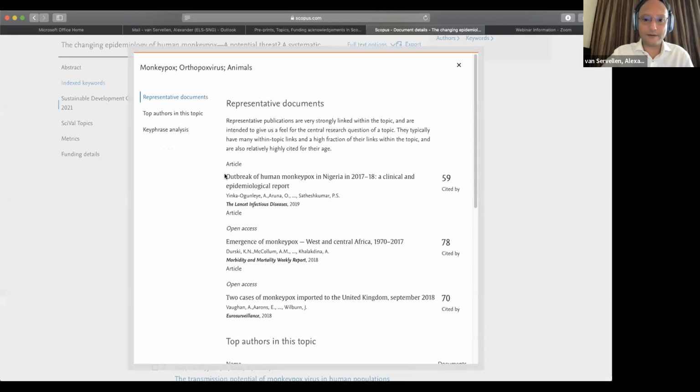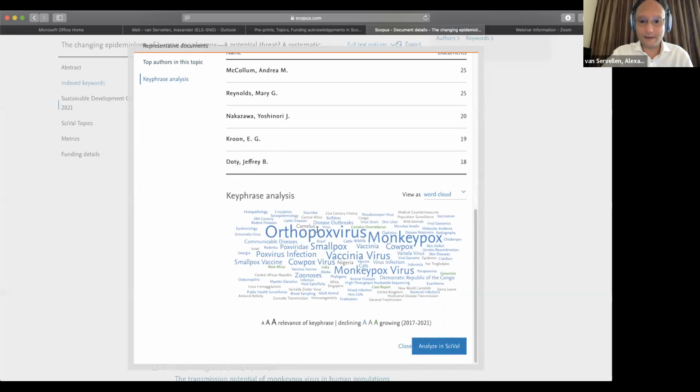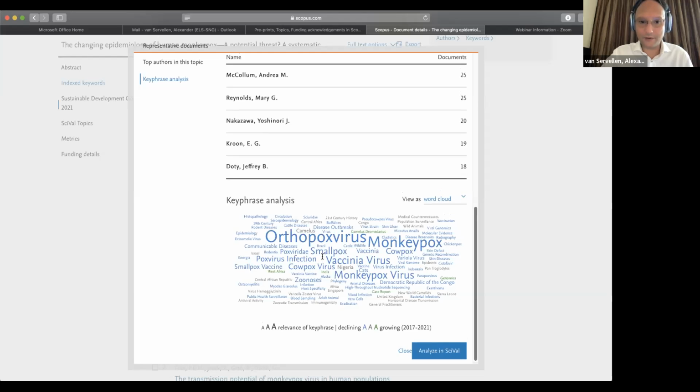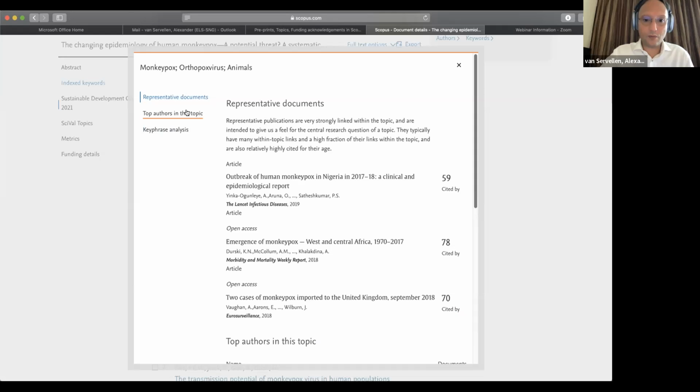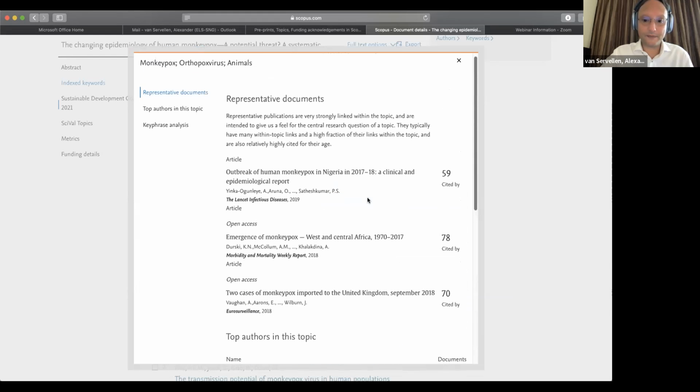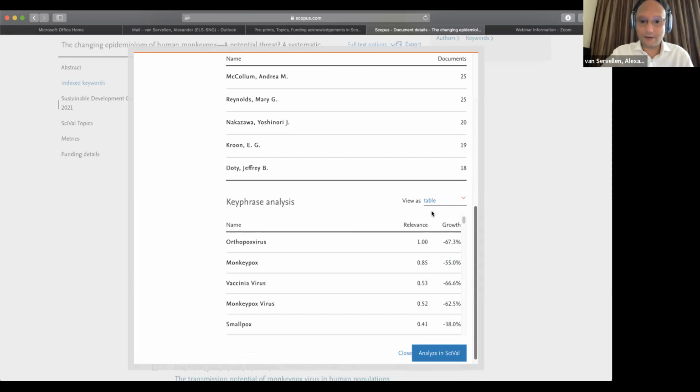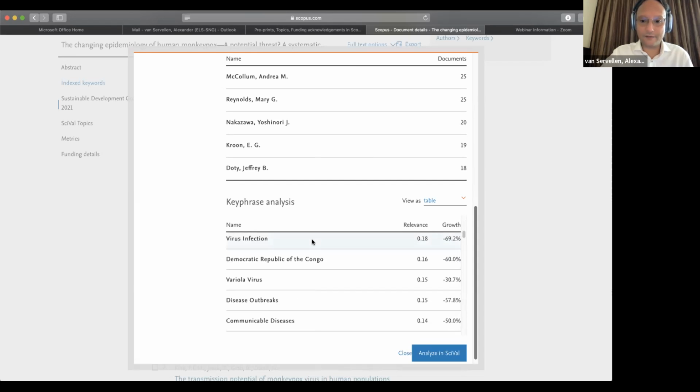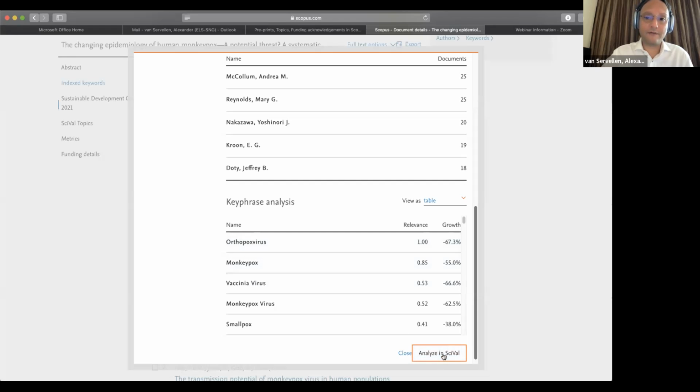So 100% would be the highest, 82 is top 25%, top 20% or so. And if I wanted to know more about this area, I can see some representative documents. We can see here keywords, and these are taken from the abstracts of the papers. So you can see it's related to orthopox virus, monkeypox, vaccine, smallpox, and so forth. We can identify the top authors in the world that are publishing in that topic. And you can kind of rank the keywords by relevance.